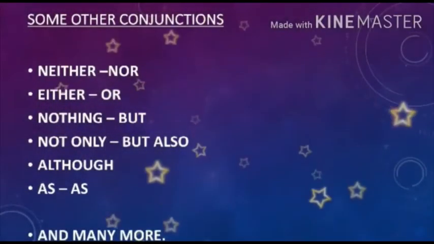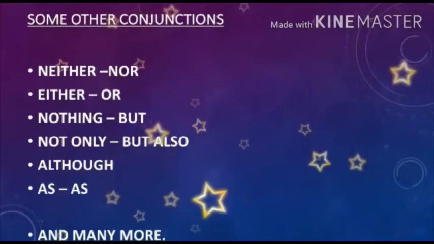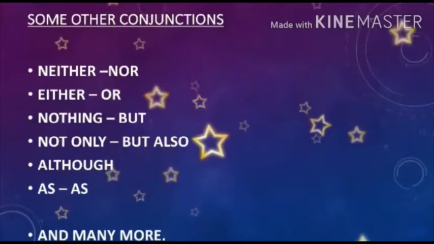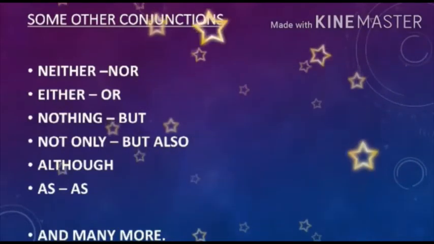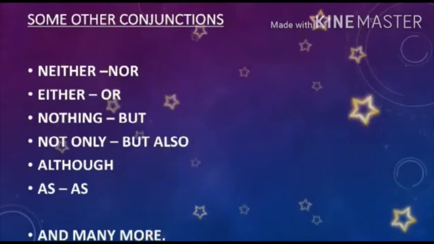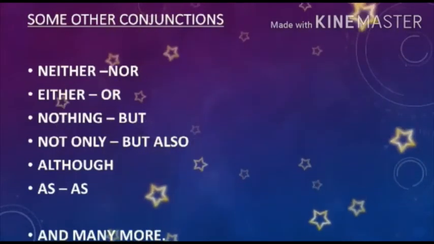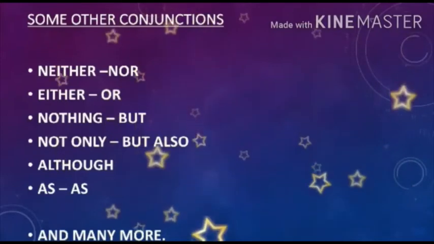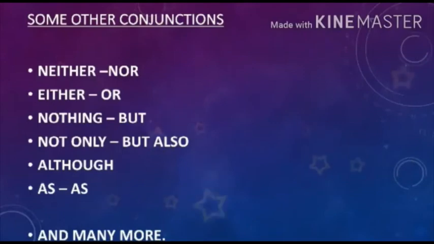Students, you must understand that the conjunctions we have learned today are only some. There are so many conjunctions in English grammar. Some other conjunctions are neither nor, either or, not only but also, although, as, and many more. We will understand all these conjunctions in our next video.